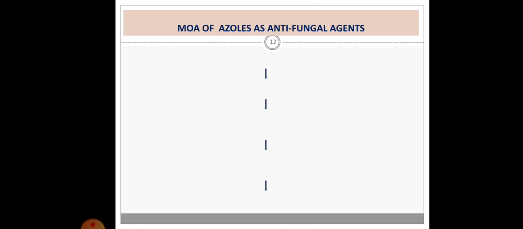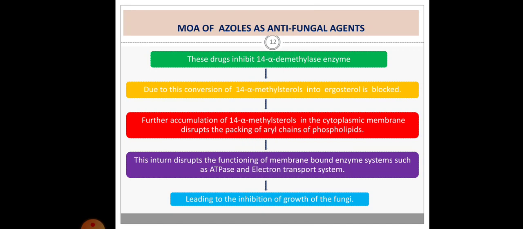Now, the mechanism of action of azoles as antifungal agents. These drugs inhibit the 14-alpha demethylase enzyme. Due to this, conversion of 14-alpha methylsterols into ergosterol is blocked. Further, accumulation of 14-alpha methylsterols in the cytoplasmic membrane disrupts the packing of acyl chains of phospholipids. This in turn disrupts the functioning of membrane-bound enzyme systems such as ATPase and the electron transport system, leading to the inhibition of growth of the fungi.